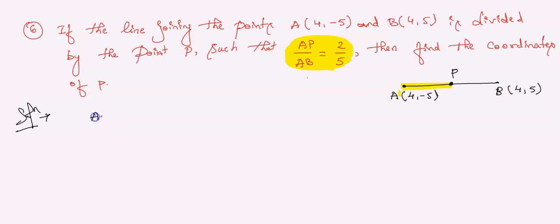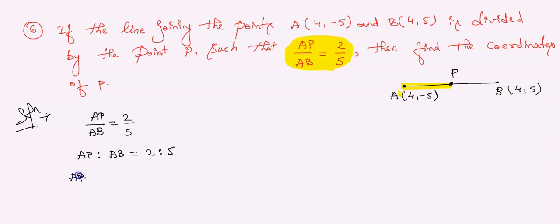We know that according to the question, AP by AB is equal to 2 by 5. Now we can say that AP is to AB is equal to 2 is to 5. Correct? Understood? Now exactly how much is AP?